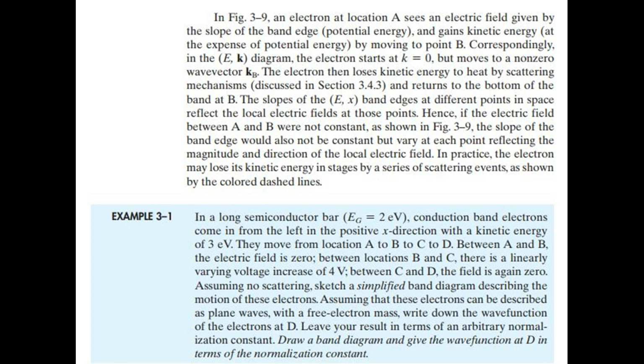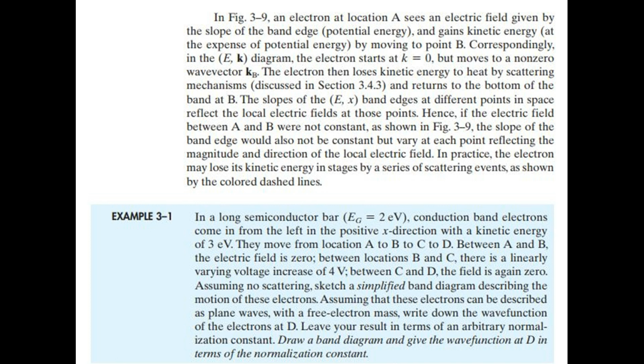The slopes of the E, X band edges at different points in space reflect the local electric fields at those points. Hence, if the electric field between A and B were not constant, as shown in Fig 3.9, the slope of the band edge would also not be constant but vary at each point, reflecting the magnitude and direction of the local electric field.